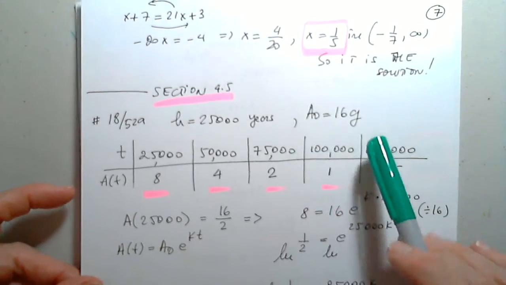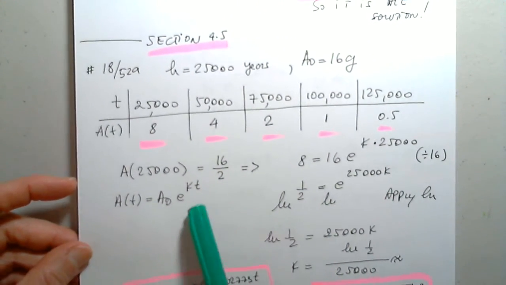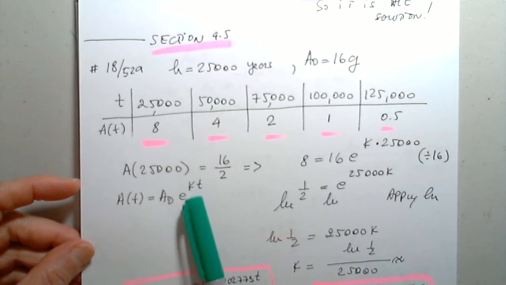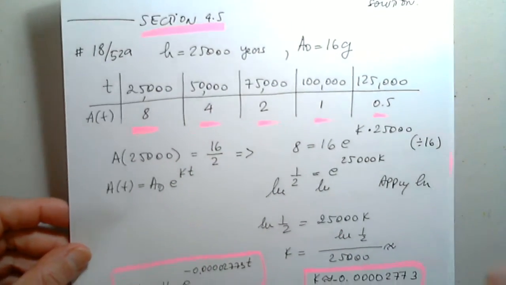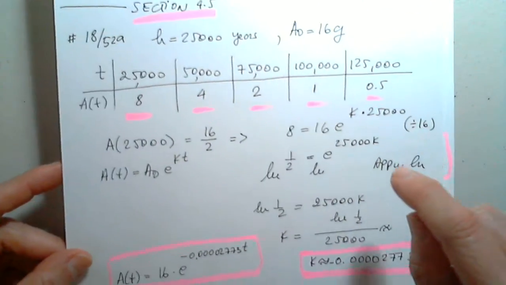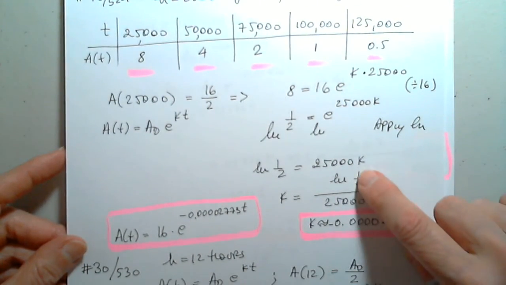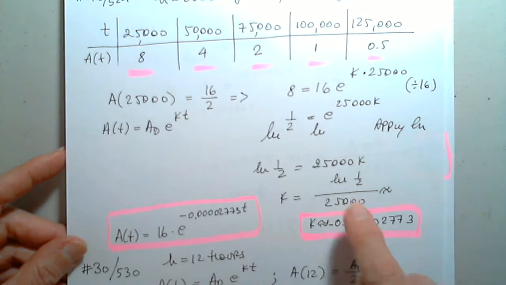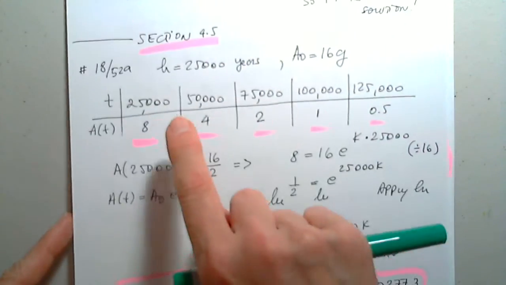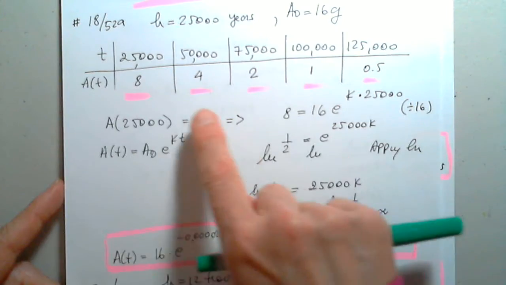Here we're asked to determine first the constant rate of growth, which is k, and we were given the half-life. You can go directly to the formula. The half-life will give us the k, natural log of 1/2 divided by the half-life. And we get this, and we plug it in. And then I plugged in 25,000, 50,000, 75,000, and I got these numbers.